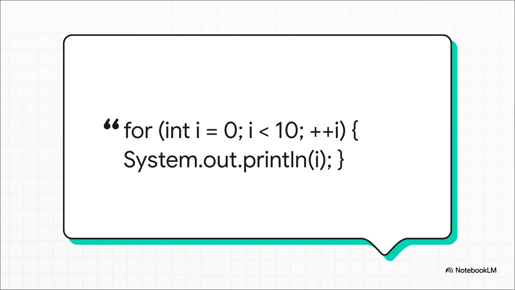Okay, let's look at a real example. See? Right here, int i = 0. We're initializing our counter i and setting it to 0. Then the condition, i < 10, tells the loop to keep going as long as i is less than 10. And finally, i++, the update, just adds 1 to i after each cycle. These three parts work in perfect harmony to control the loop.